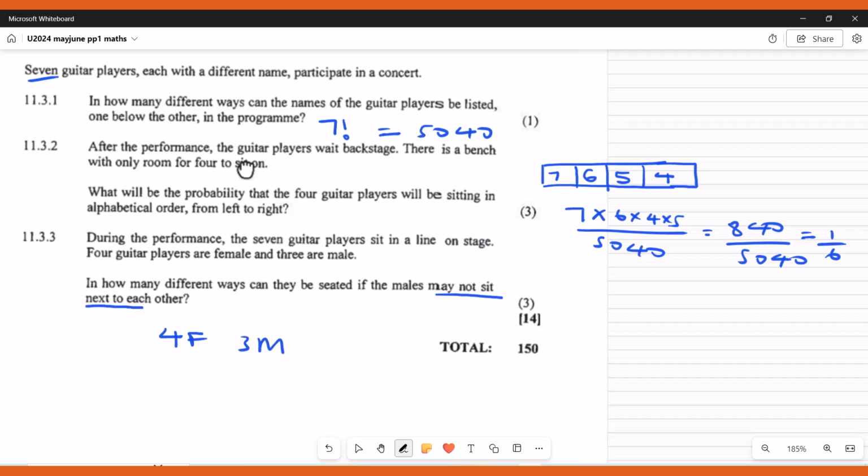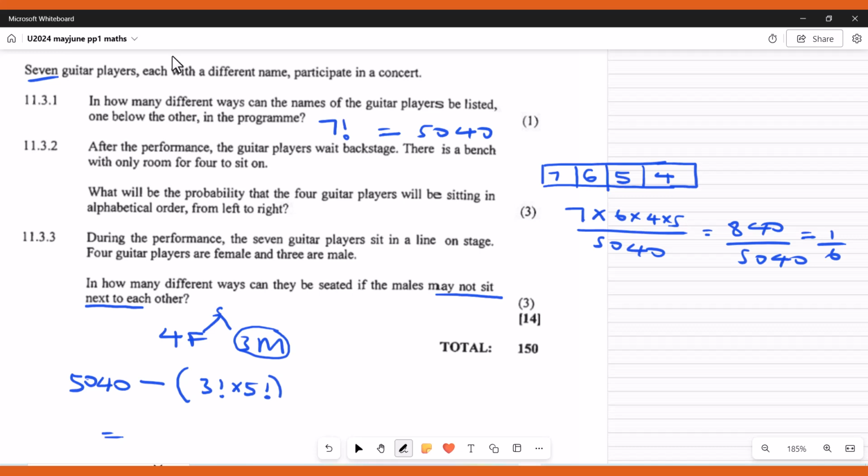Now, because of this, may not sit next to each other, we do it the opposite way. Let us find out if the males were sitting next to each other. Then we're going to say the total minus that answer. What if the males sit next to each other? Now we have the 4 females and then the 3 males. If the males are 3, they can sit anyhow in 3 factorial ways. Then the group of the males, together with the 4 females, makes 5. That brings us to 5 factorial here.